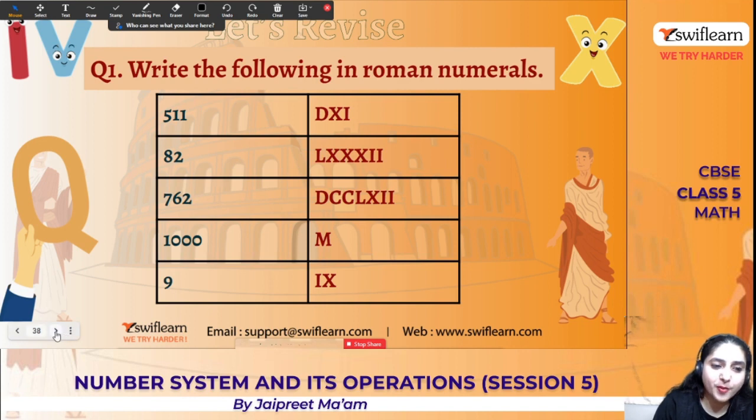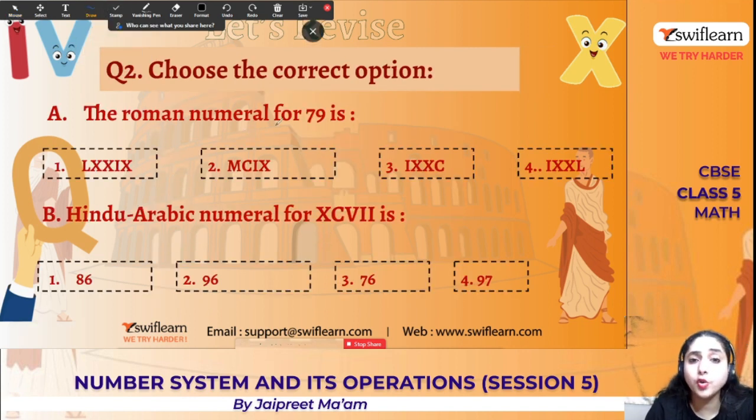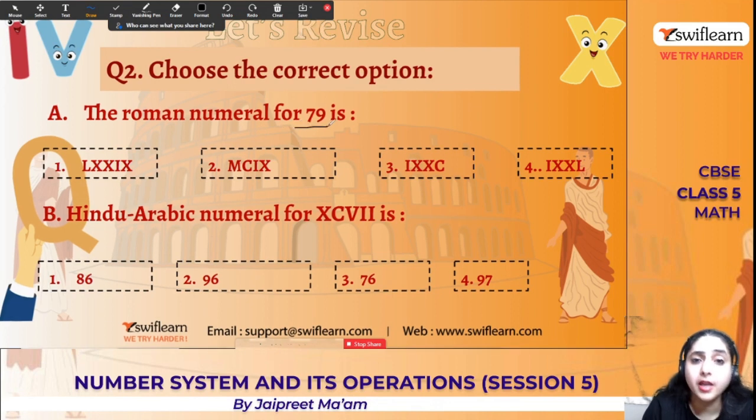Okay, let's have more practice. The question is: the Roman numeral for 79 is. So the number is given and the options are given. So it's like an MCQ. We have to choose the correct answer. So what is the correct answer? Let's begin with the first option. It's 70 and 9. Oh, the first one is correct.